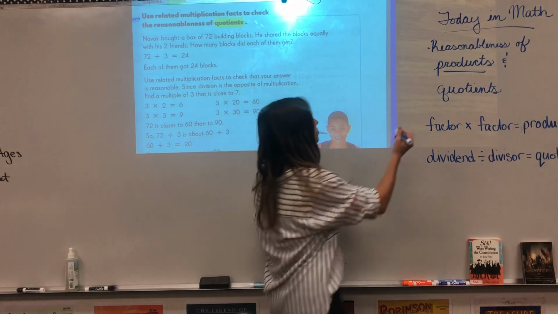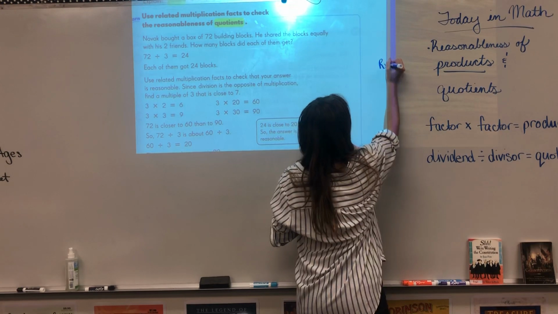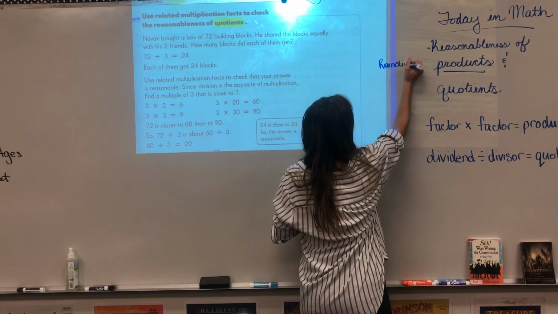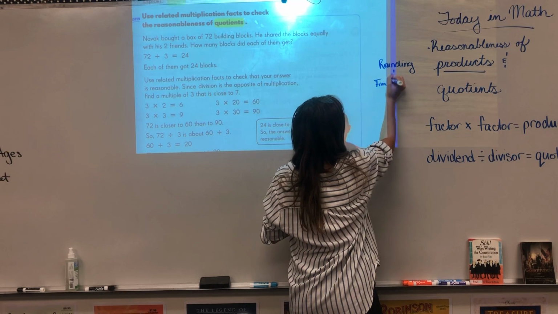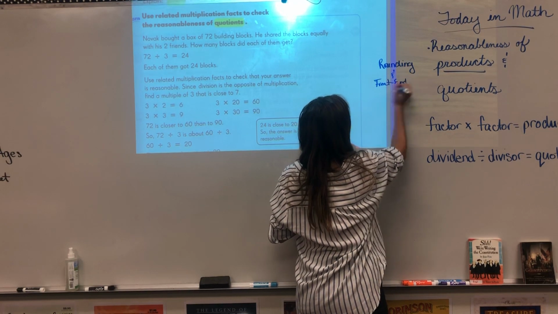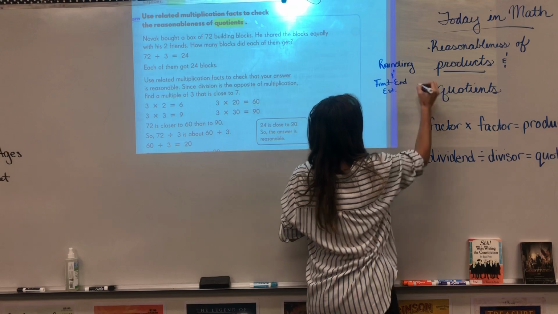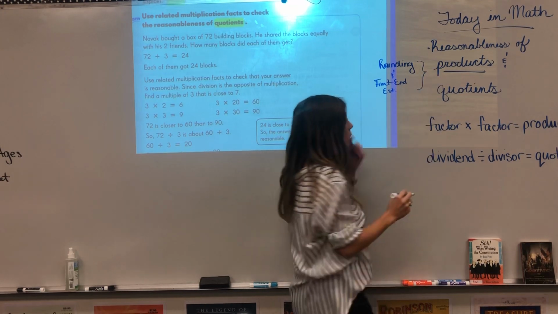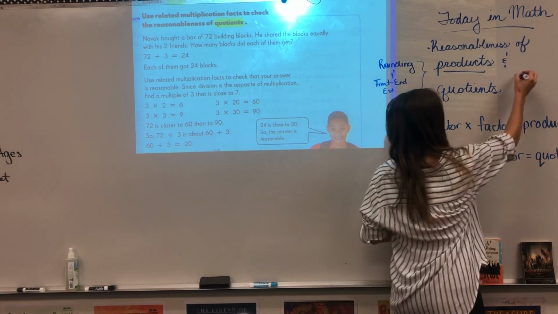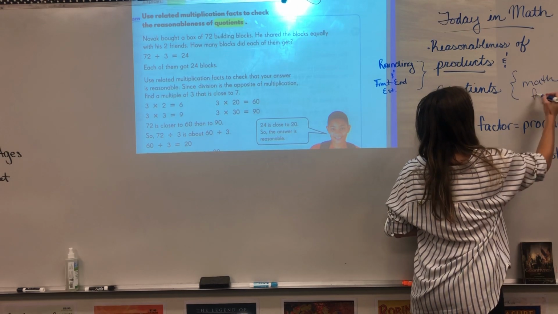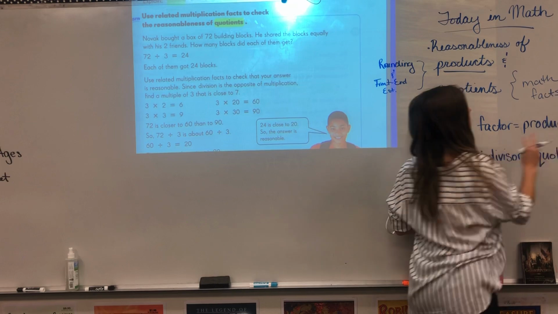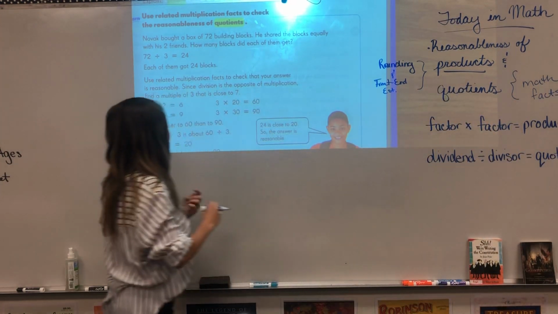They all use rounding and, let's say, front end estimating, but quotients are completely different. Quotients use math facts. So they kind of do something on their own.